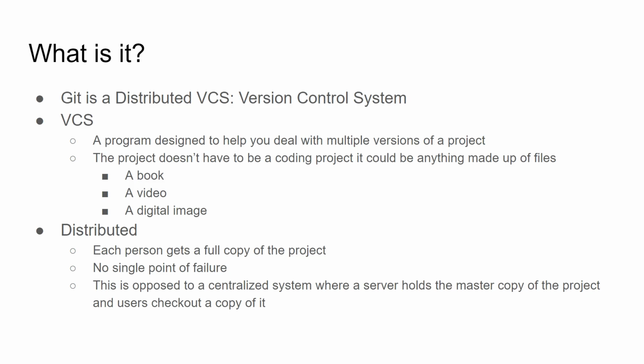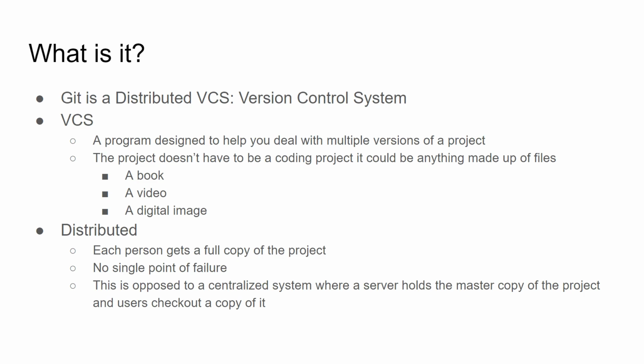A version control system is a program that's designed to help you deal with multiple versions of a project. It doesn't necessarily have to be a coding project, though we're probably going to be using it in this class strictly for that. You might have different versions of a book or a video or a digital image at different points in time, and you want to be able to keep track of all of these different versions.